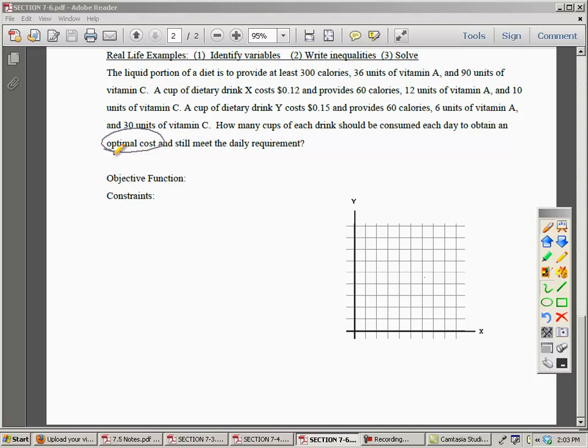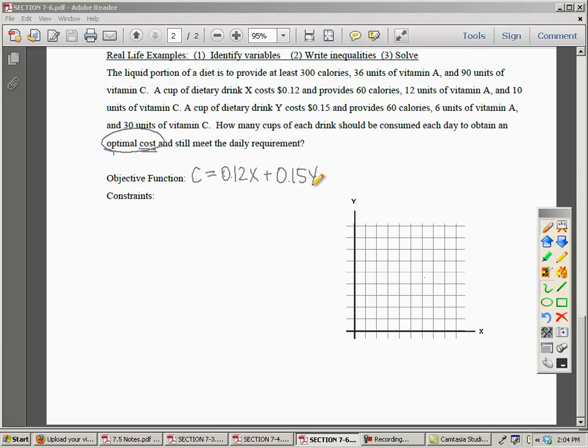Okay, optimal cost means that's what we are optimizing, so that's our objective function. Because they're talking about cost, we're going to use cost as our objective function. Now, we look back in our problem and we see it costs 12 cents for X and 15 cents for Y. Those are the only two things in cost, and so that's why we're using them as our objective function. Now let's talk about constraints.